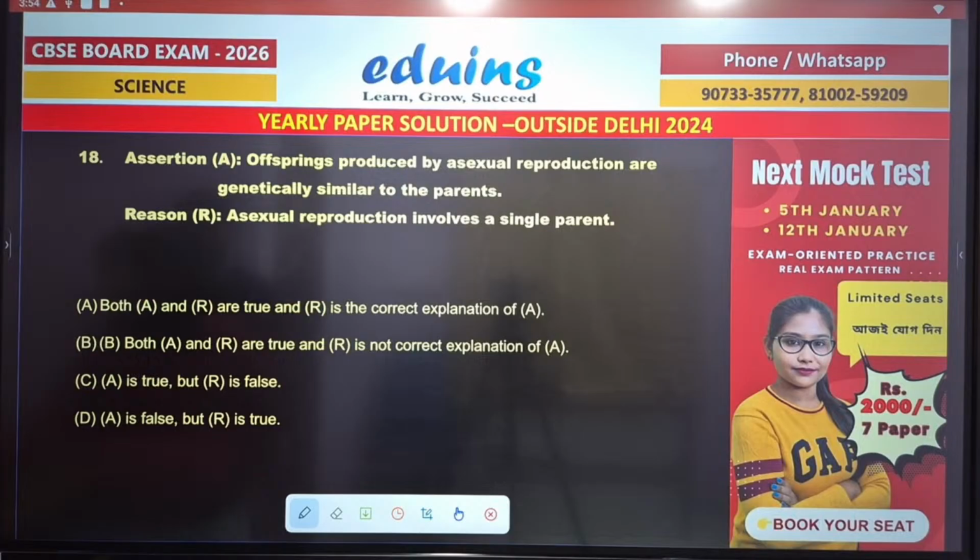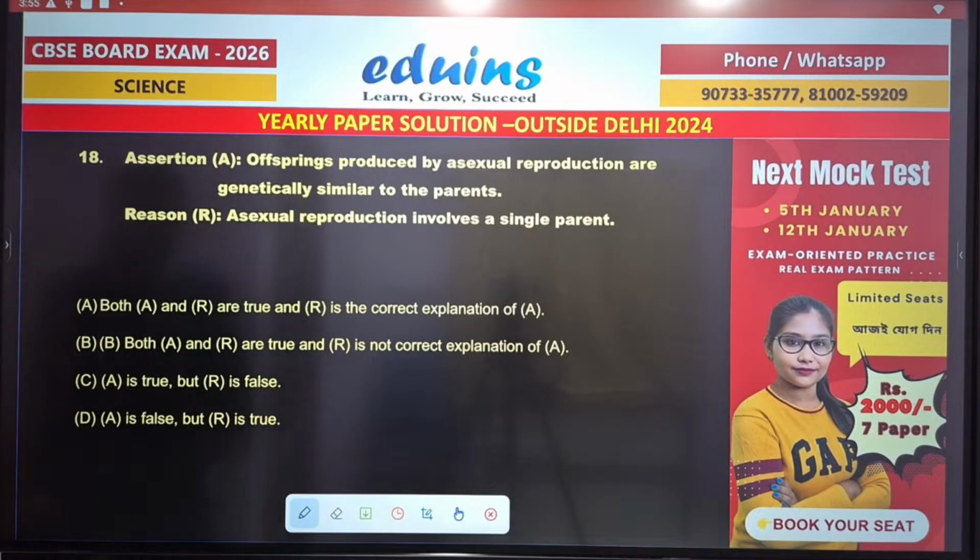Okay, there is an assertion and reason that will be solved by our sir. So sir, please come. Okay, what is the question? The assertion is: offsprings produced by asexual reproduction are genetically similar to parents. The reason given is: asexual reproduction involves a single parent.